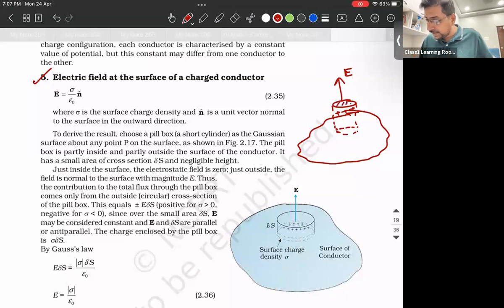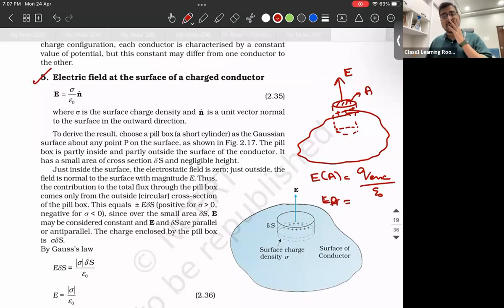So if I take this area to be A, then E into A is equal to the charge enclosed divided by epsilon naught. Why? Because flux is equal to the charge enclosed divided by epsilon naught. So E into A is EA only. This will be equal to, what is the charge enclosed by this? The charge enclosed will be sigma into A, divided by epsilon naught.